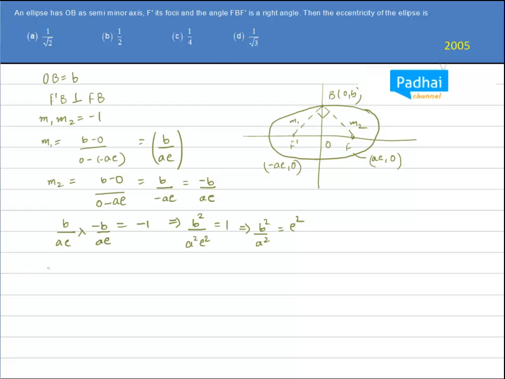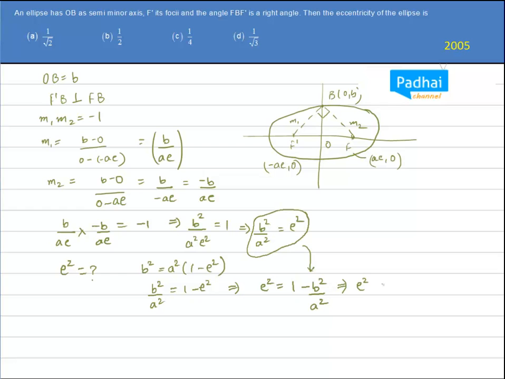So let's see. We know that in an ellipse, what is the value of E square? For those who just remember this formula, no problems. We can easily find it out this way as well. You know this formula: B square by A square is equal to 1 minus E square. So that implies E square is equal to 1 minus B square by A square. Now since I have already got B square by A square equal to E square, I can substitute this value here. So E square is equal to 1 minus E square. That implies 2E square is equal to 1. That implies E is equal to plus minus 1 by root 2.